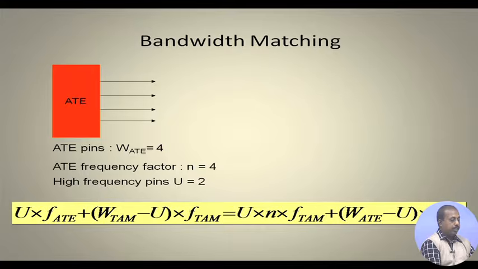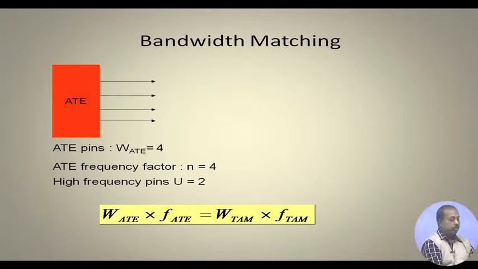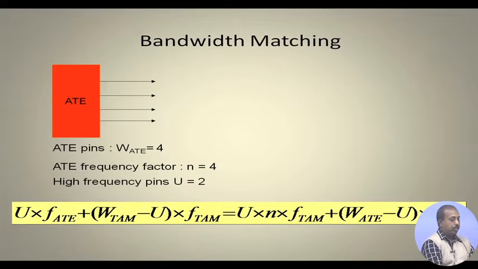If you expand W_ATE into F_ATE, it becomes the high frequency part, u pins operating at the frequency of the ATE, and W_ATE minus u, the number of pins operating at the lower frequency of the TAM. This part does not create any problem for speed matching between the ATE and the core. However, the first part is going to be extended, because F_ATE is n times F_TAM, since the ATE is n times faster than the TAM.